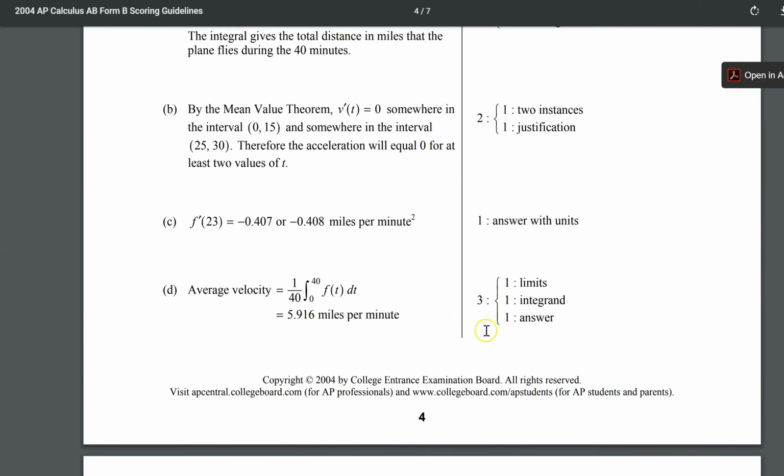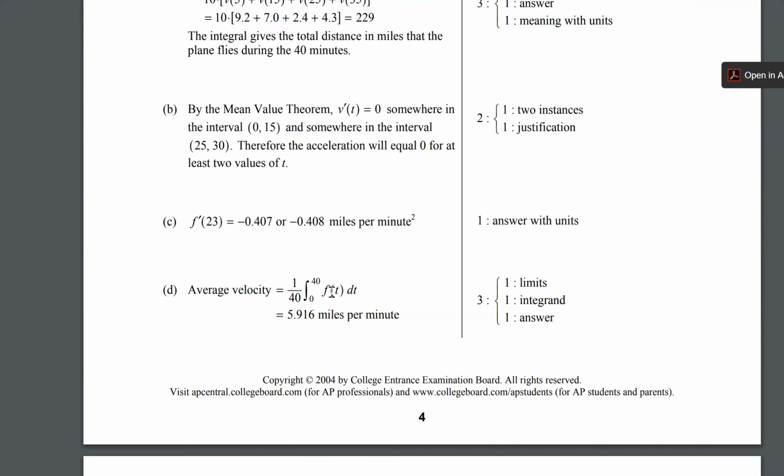Then for the average velocity, they actually gave 3 points for that. 1 for recognizing the limits are from 0 to 40. 1 for recognizing we're just taking the integral of velocity. I think sometimes students think that when you're doing an integral to find velocity, it has to be the integral of acceleration, but that's not true when we're trying to find an average velocity. We want to find change in position over change in time. So we just want to integrate velocity, not acceleration, and then divide that by the change in time, and that will give me the average velocity.